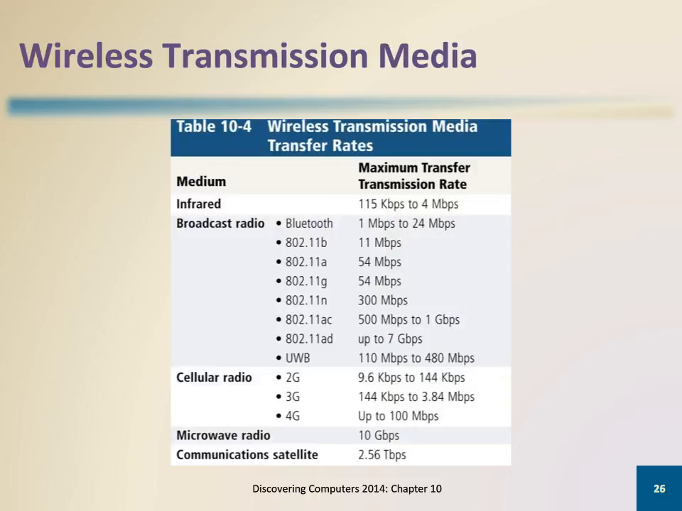Examples of wireless transmission media include infrared, broadcast radio, cellular radio, microwave radio, and communications satellite. Wireless transmission media sends signals through the air or space. Many users opt for wireless transmission media because it is more convenient than installing cables. This screen lists the transmission rates of various wireless transmission media.